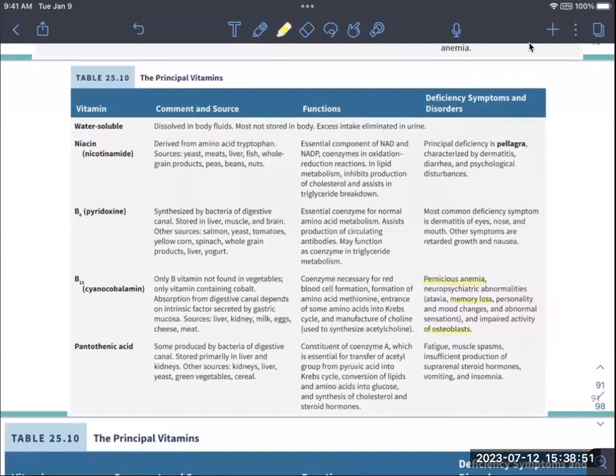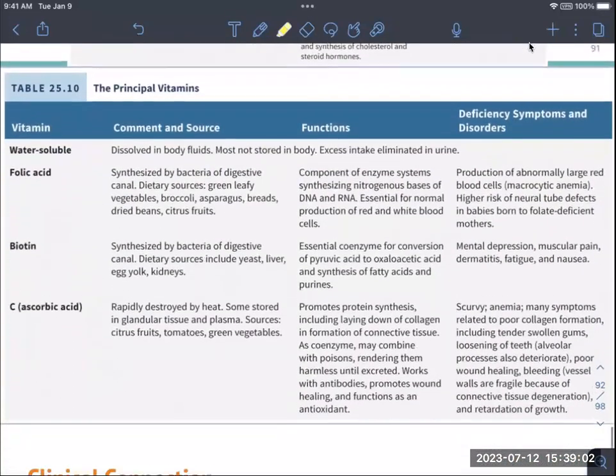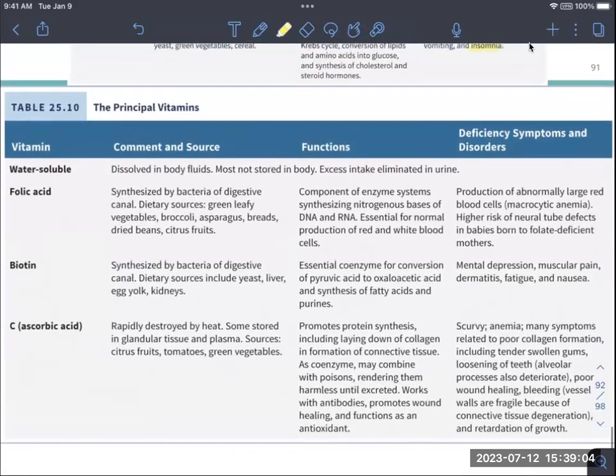It can impair your osteoblasts so they don't work well. Pantothenic acid can cause fatigue and muscle spasms. It can cause insomnia. So these water-soluble vitamins get eliminated in the urine if you take too much. So vitamin C, some of those B vitamins. Biotin is another B vitamin. It can cause depression if you don't have enough. It can cause that fatigue and muscle pain.